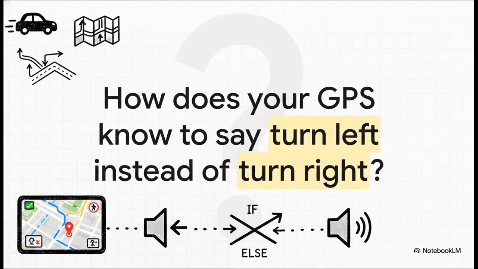I mean, think about it for a second. Your GPS isn't just reading off some pre-written script. It's alive. It's constantly checking where you are, looking at traffic, and figuring out the absolute best way to get you where you're going. How does it do that? The secret sauce is exactly what we're breaking down today. It's all about control statements.